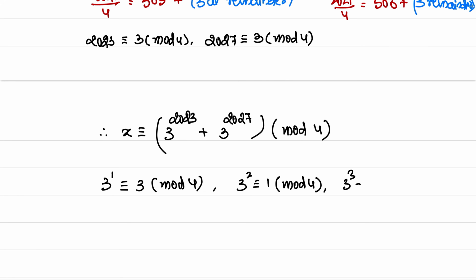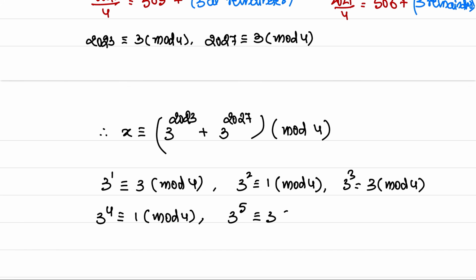And 3 cubed is 27. When 27 is divided by 4, it is 3 mod 4. 3 to the power of 4 is 81. When it is divided by 4, 1 is the remainder, 1 mod 4. 3 to the power of 5 will be 243. 243 when divided by 4 gives a remainder of 3 mod 4.